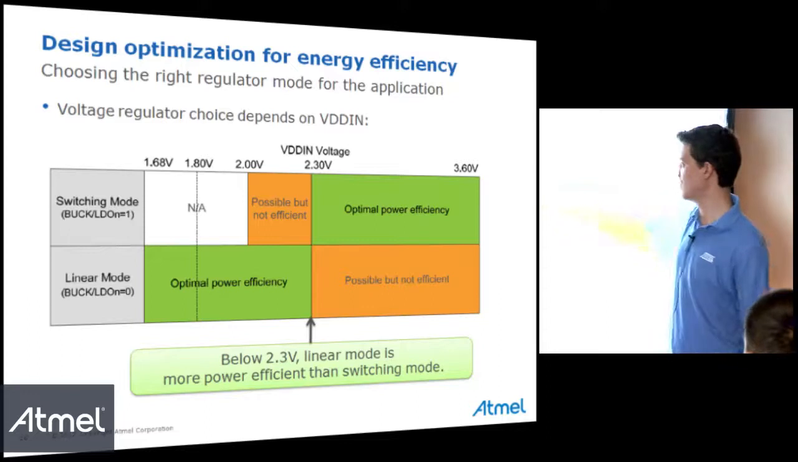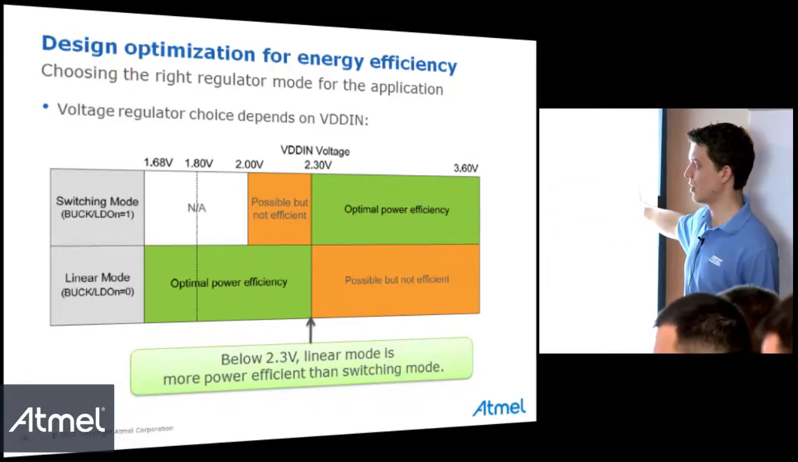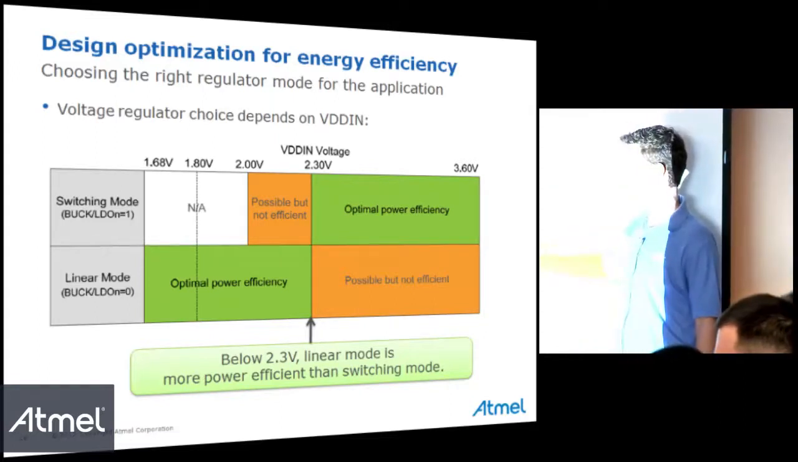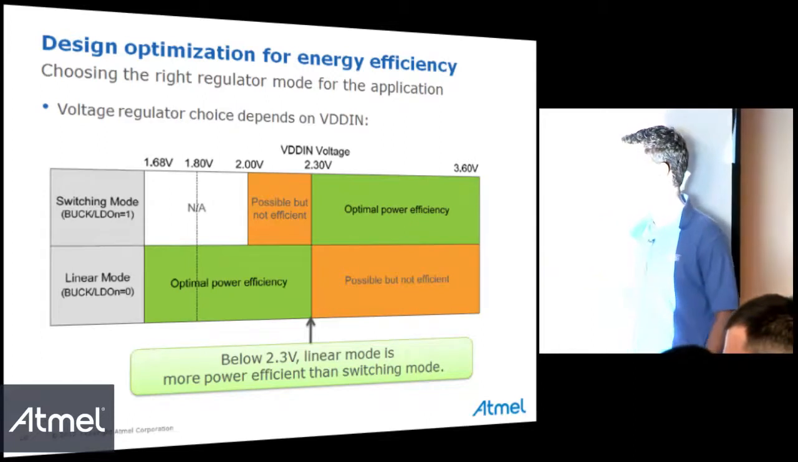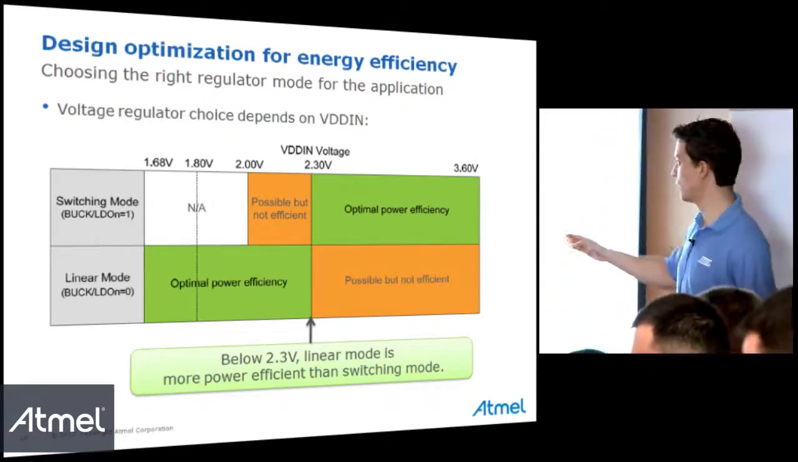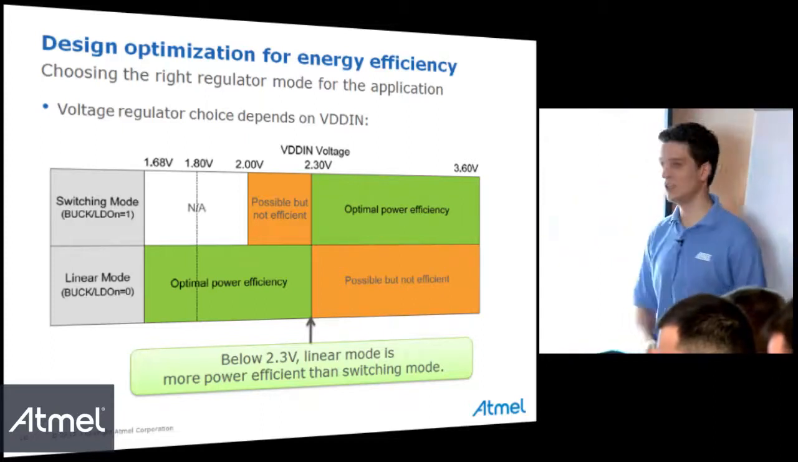If you are above 2.3, it's much more efficient in terms of power to select the switching mode. If you are below 2.3 volts, it's much more efficient to use the linear mode. So that's the only thing you need to know: if you are above 2.3, switching mode, below 2.3, linear mode.